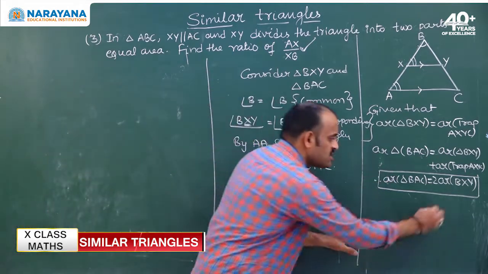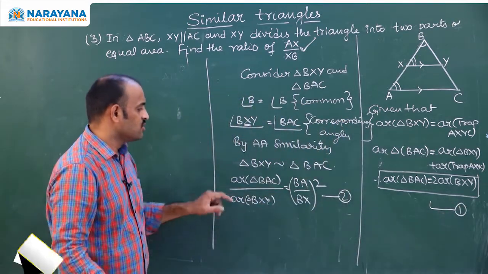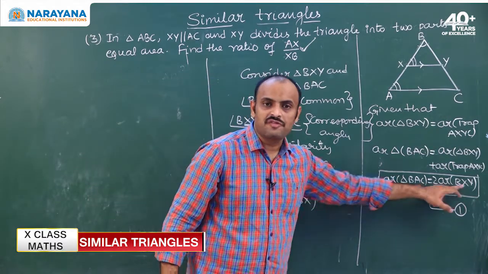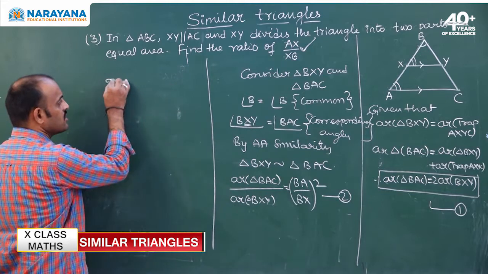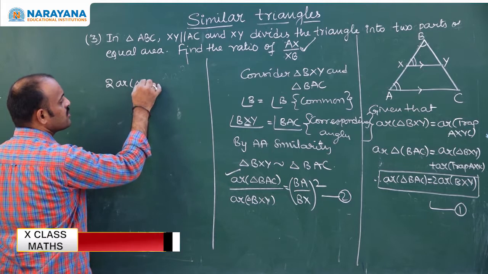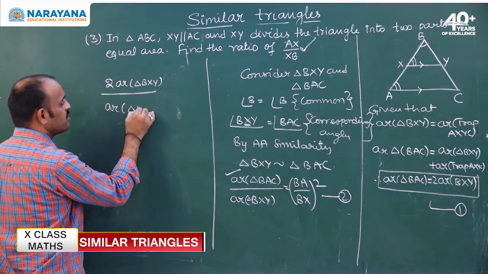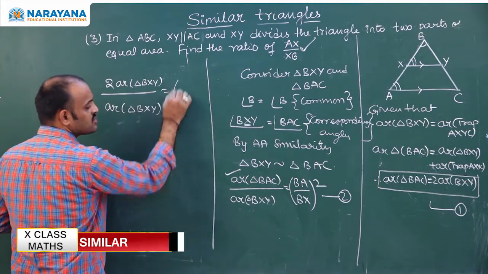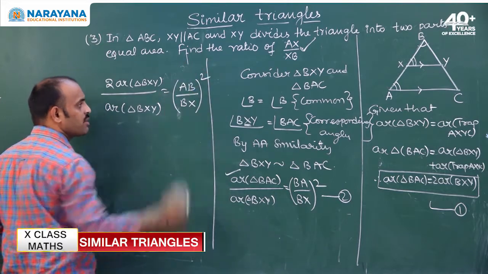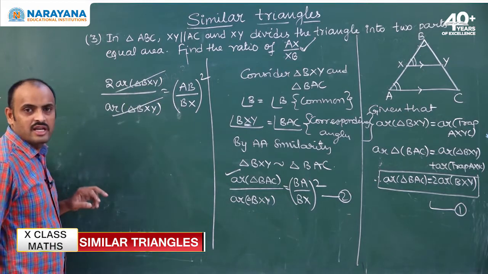From equation 1 and equation 2, instead of area of triangle BAC, I can write 2 times the area of triangle BXY. I am replacing this with 2 times the area of triangle BXY, and area of triangle BXY is equal to (AB by BX) whole square. So, area of triangle BXY gets cancelled.